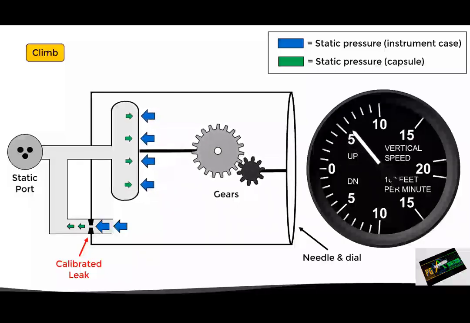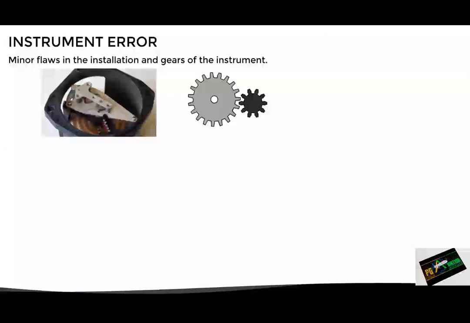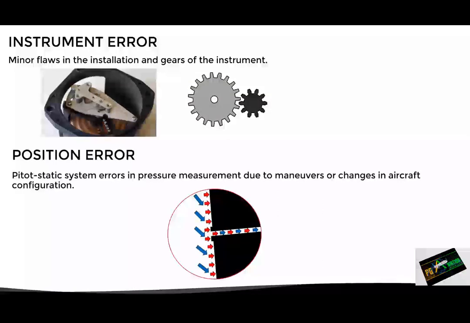Now, this instrument isn't perfect. Just like the altimeter, the VSI suffers from instrument error, which is caused by mechanical imperfections and wear of the gears. And it also experiences position errors due to inaccuracies of the pitot static system while measuring the static pressure, caused by maneuvers and changes in aircraft configuration.